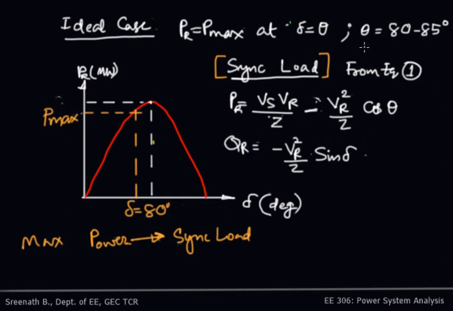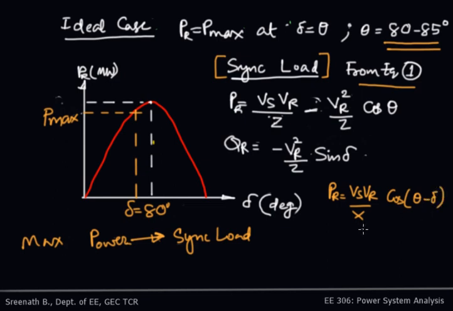Now generally the value of theta is in the range of 80 to 85 degrees, assuming your R is available. You are not neglecting the resistance, so you will get theta somewhere in the range of 80 to 85 degrees. From equation 1 in the last lecture, PR equals VS VR by X cos of theta minus delta, minus VR square by X cos theta. From this equation, your maximum power can be transferred when theta is equal to delta. So if it is an induction load, you may not be able to transfer this much power.